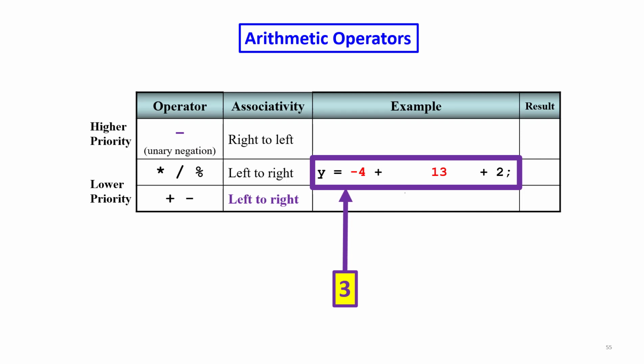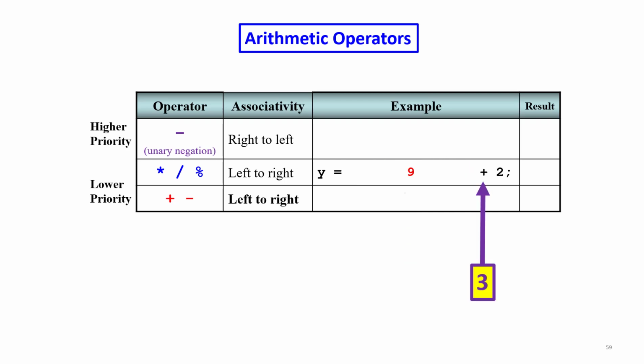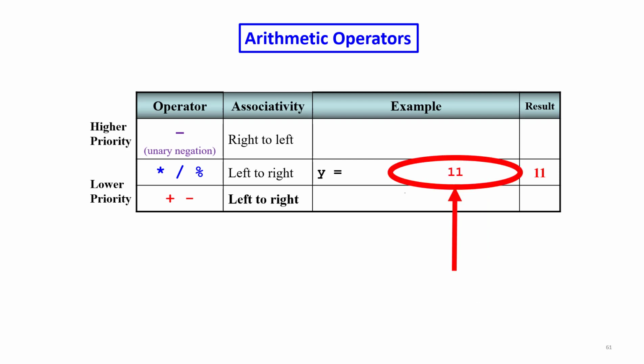On the third pass, we're moving again left to right, but now we're looking for addition or subtraction. And here's the first one. The unary 4 simply made 4 a negative number, and we did that on the first pass. So the compiler evaluates, producing this result. Moving again to the right, the compiler finds a plus symbol and evaluates, producing the result 11.